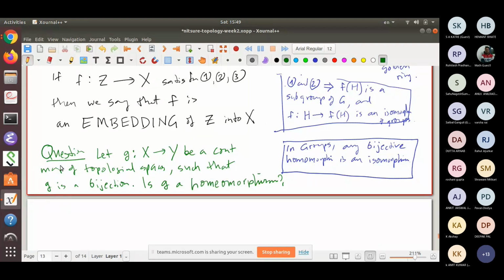Take Y being X itself, and g being the identity map. And X you equip with the discrete topology, and Y with the indiscrete topology. And you need X non-empty in this case. That's not enough.